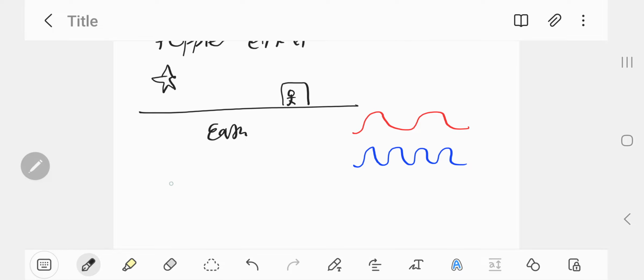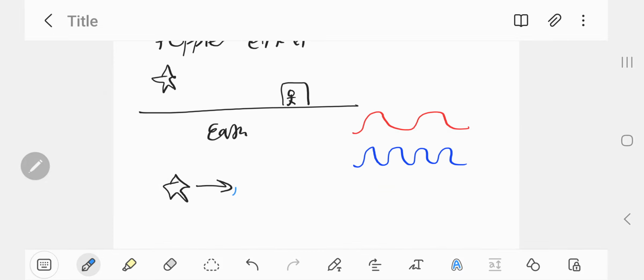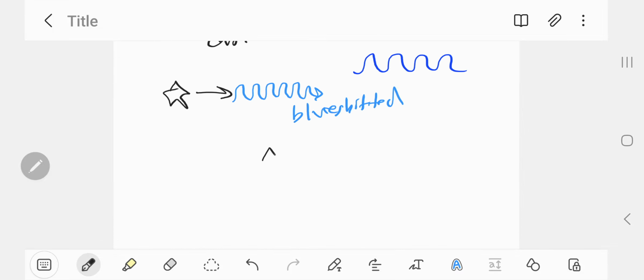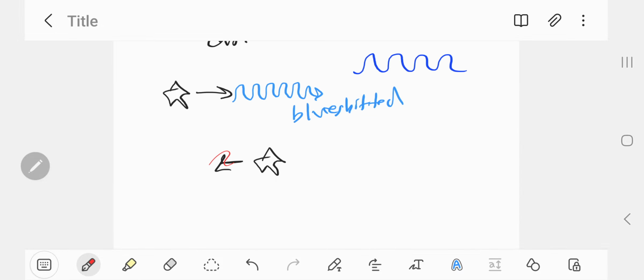So let me sketch here. The star is moving towards us. Because it's moving towards us and light is being emitted, the light waves get squashed like this. So the light waves get blue shifted. If it was moving away from us, the light waves stretch out, and this is called redshift. So light rays getting redshifted.